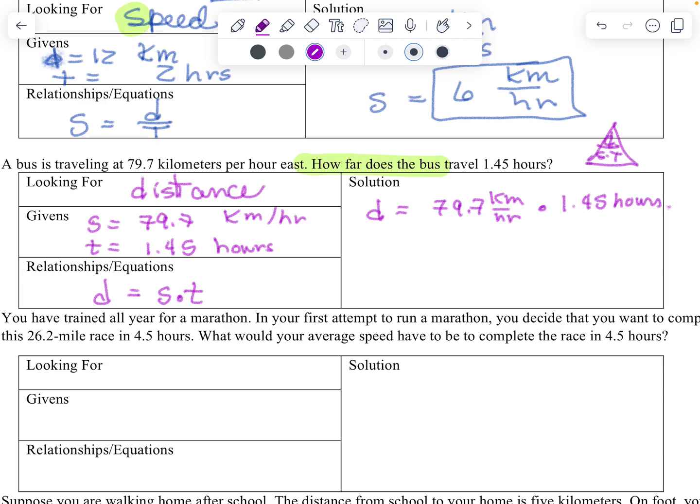Let me grab my calculator. Where in the world did I put my calculator? Oh, there it is. Sorry about that. If you're sitting here staring at this, waiting for me to calculate for you, I feel bad for you.